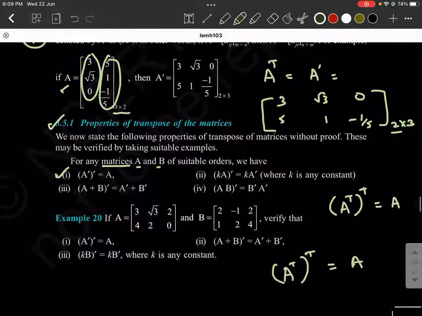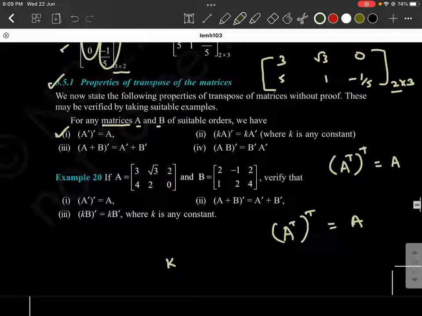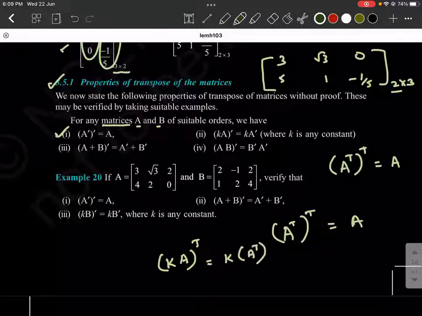The second property is, if I multiply a matrix with K and take the transpose of it, it is the same as multiplying K with the transpose of the matrix. In the sense, you first multiply the matrix with that scalar and find the transpose, or you first find the transpose and multiply it with the scalar. Both will give you the same result.